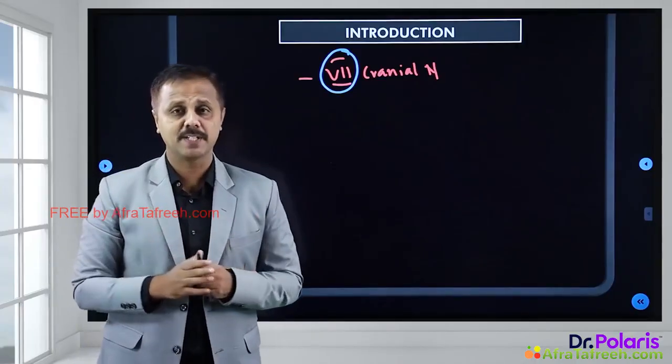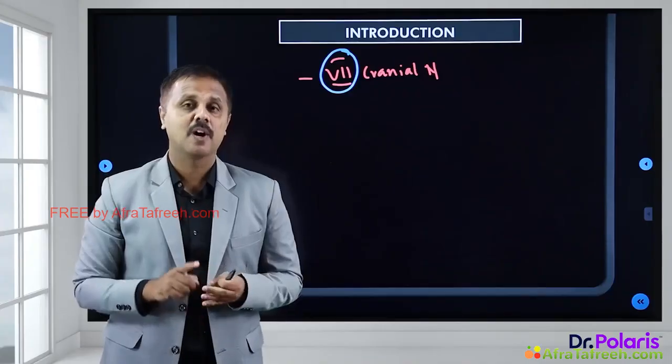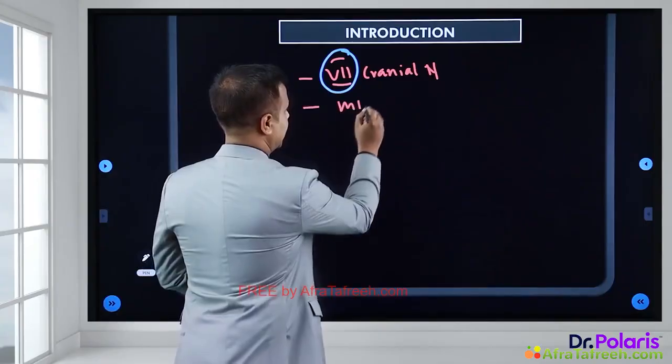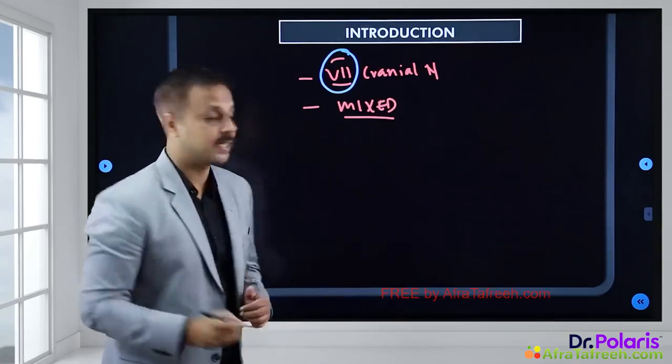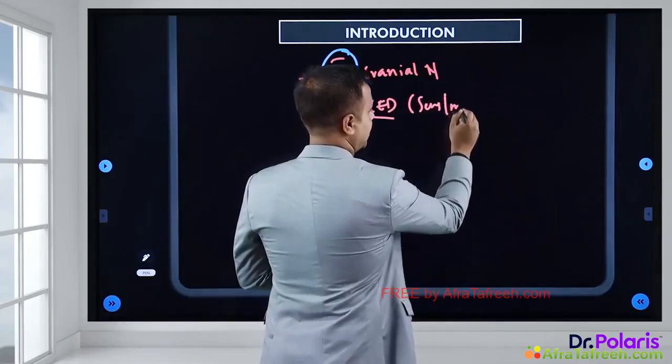And what type of nerve is the facial nerve? Is it a sensory nerve, a motor nerve, or a mixed nerve? The facial nerve is an example of a mixed type of cranial nerve. So, it is an example of a mixed cranial nerve. What do we mean by this? It has both a sensory component as well as a motor component.